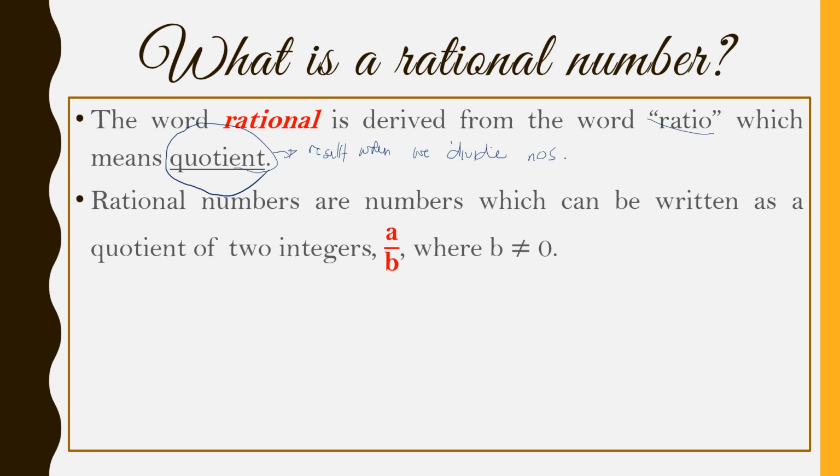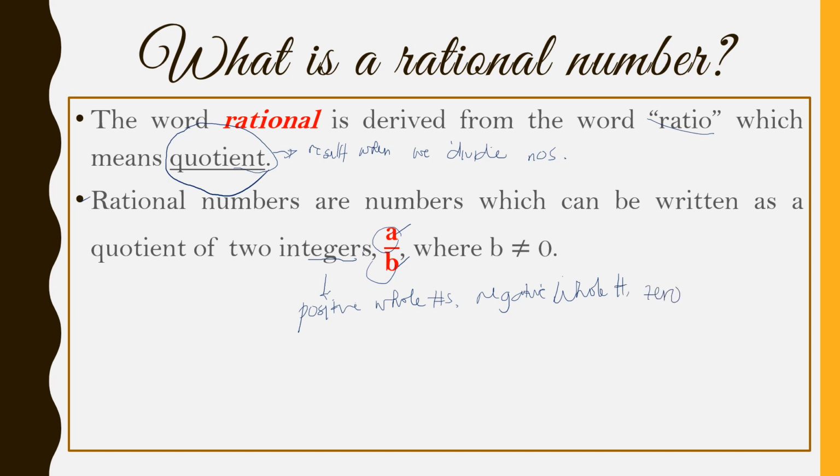We have another statement. Rational numbers are numbers which can be written as a quotient of two integers, a and b. So a and b can be any integer. Do you remember what integers are? Integers include positive whole numbers, negative numbers, and of course, zero.